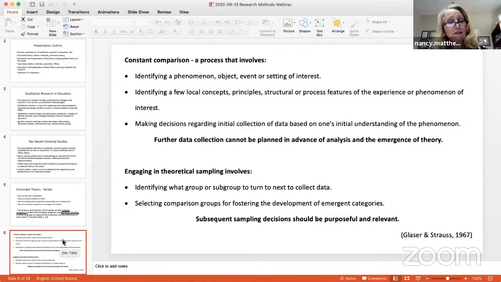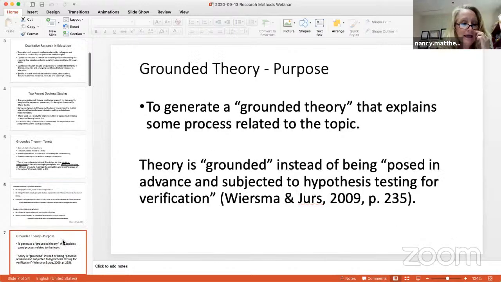Now, engaging in theoretical sampling, as a couple of points here that are shown, it involves identifying what group or subgroup to turn to next to collect data and selecting comparison groups for fostering the development of emergent categories. Now, what should be kept at the forefront here is that subsequent sampling decisions should be purposeful as well as relevant. And that leads to the purpose of grounded theory, and really simply put, to generate a grounded theory that explains some process related to a topic.